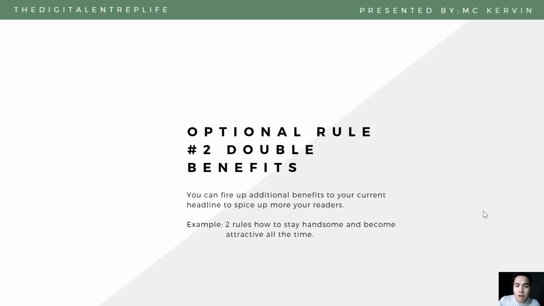Okay. Another optional rule is the double benefits. You can add an additional benefit to your current headline to spice it up for your readers. One good example for this is 2 rules to stay handsome and become attractive all the time. If you look at my example, I added 2 benefits in my title. Okay, 2 rules how to stay handsome and become attractive all the time. So it's 2 benefits. That's why it's called double benefits.